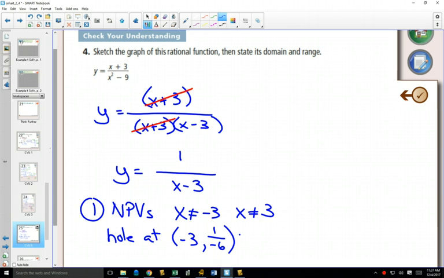We're also going to have a vertical asymptote at the other non-permissible value. So we're still going to have a vertical asymptote at x equals 3.